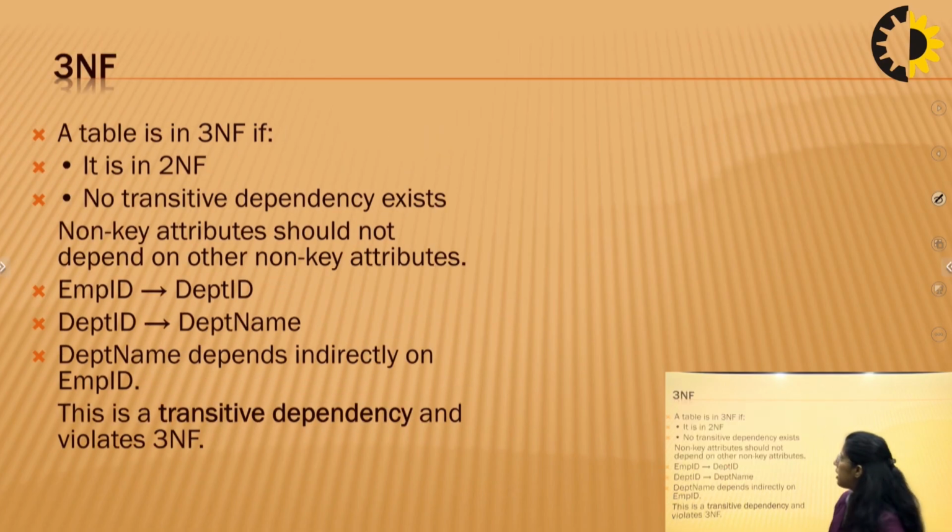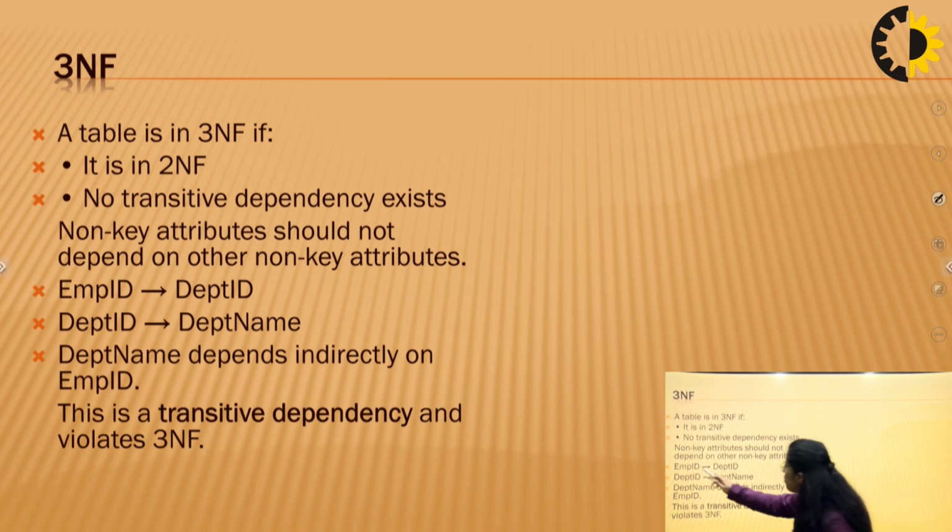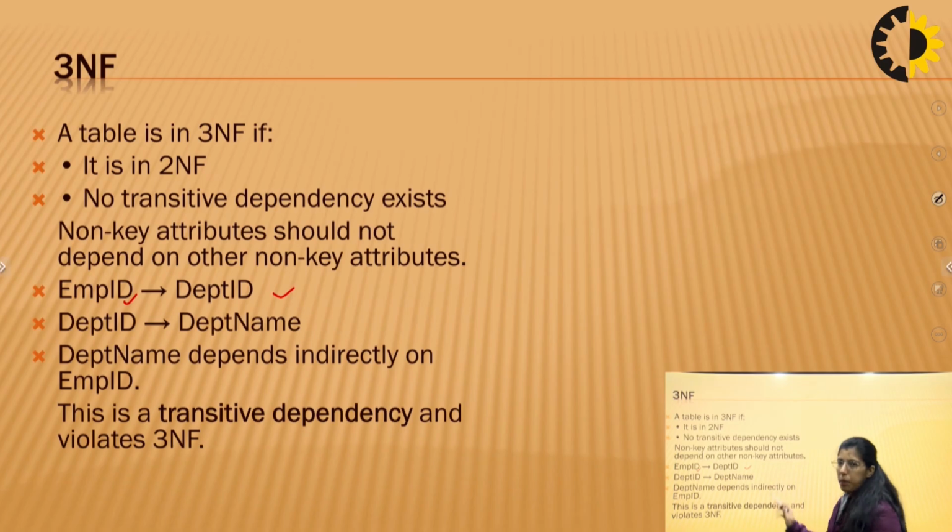Next one is 3NF. A table is in 3NF if it is already in 2NF, first of all, and no transitive dependency is there. What does it mean? If employee ID is finding the department ID and department ID is finding the department name, then we can say employee ID will be finding the department name. So this is the transitive dependency. This should not be there for 3NF.